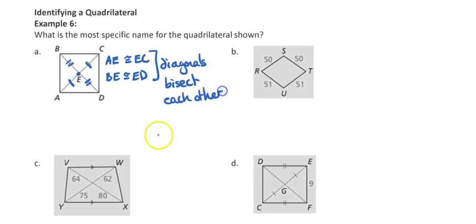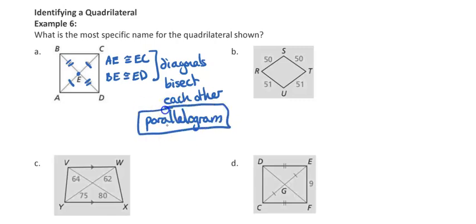All right, and if we look at our various foldables that we've done, if we go look at parallelograms, that was a fact about parallelograms: diagonals bisect each other. So the best name we can give it is parallelogram. We don't have enough information to give it a more specific name than that.